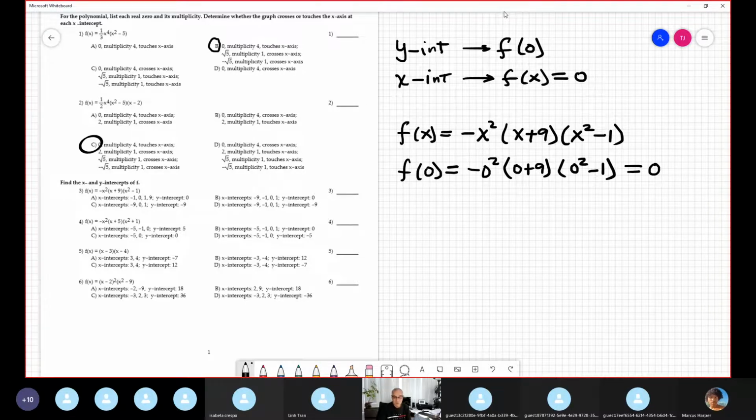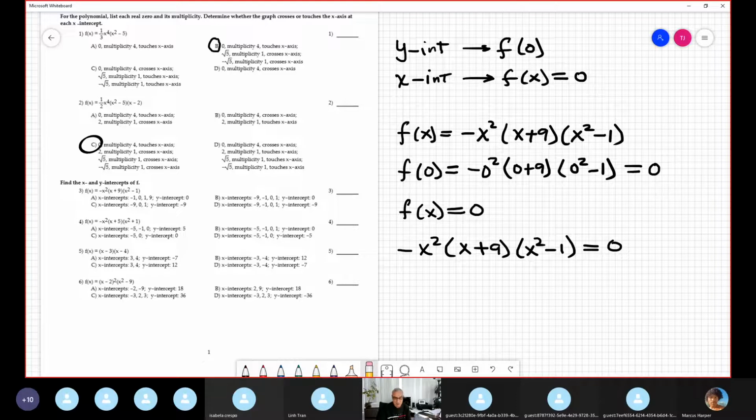The x-intercept is more complicated. You take the function, you enforce it to be 0. Our example is minus x squared, x plus 9, x squared minus 1. In this case, if you want, you can factor the last binomial, or you can solve it like a quadratic equation. Let's solve it like a quadratic equation. You understand very well that this sign is totally irrelevant. You can delete it, yes or no?